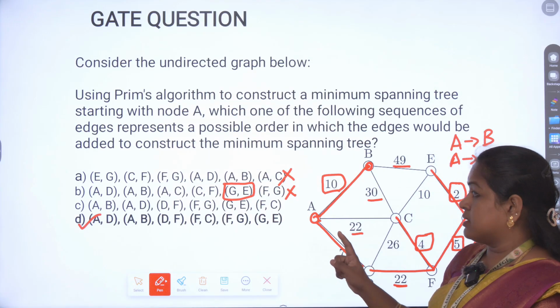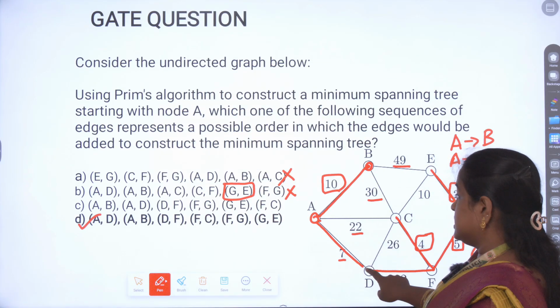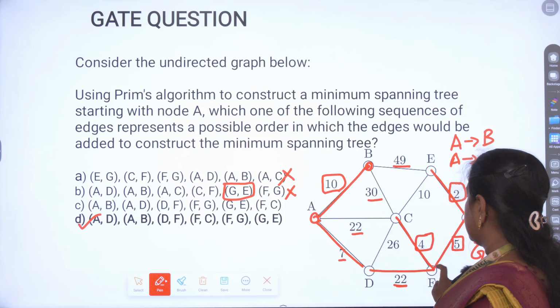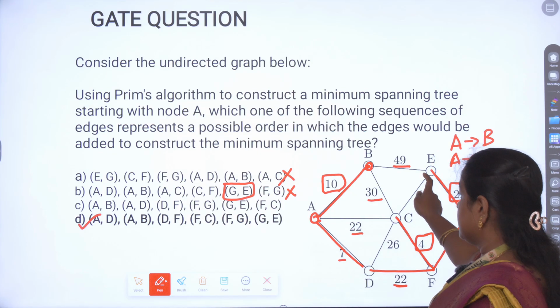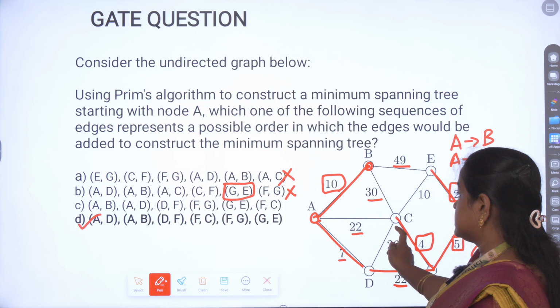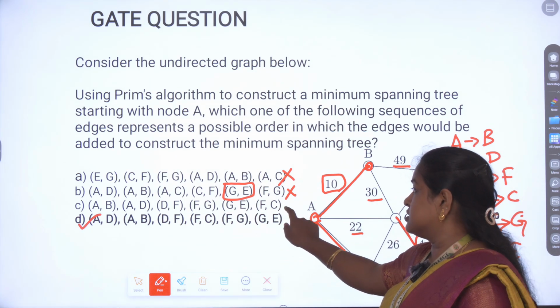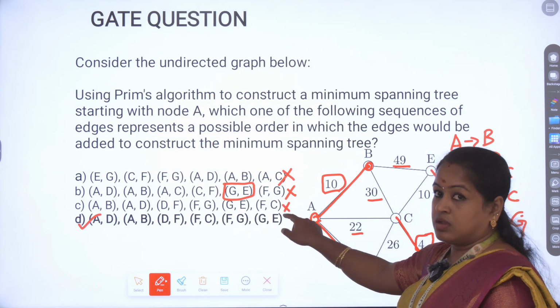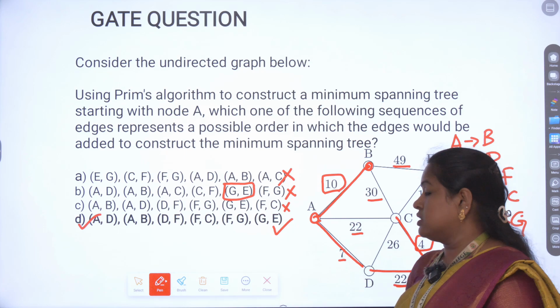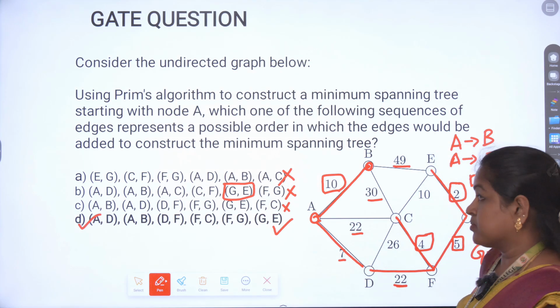Next option, A comma B, A comma D, then D to F, F to G, G to E, and again F to C. Here you have to travel in an order. So this is also not a feasible one. So this is the feasible solution.